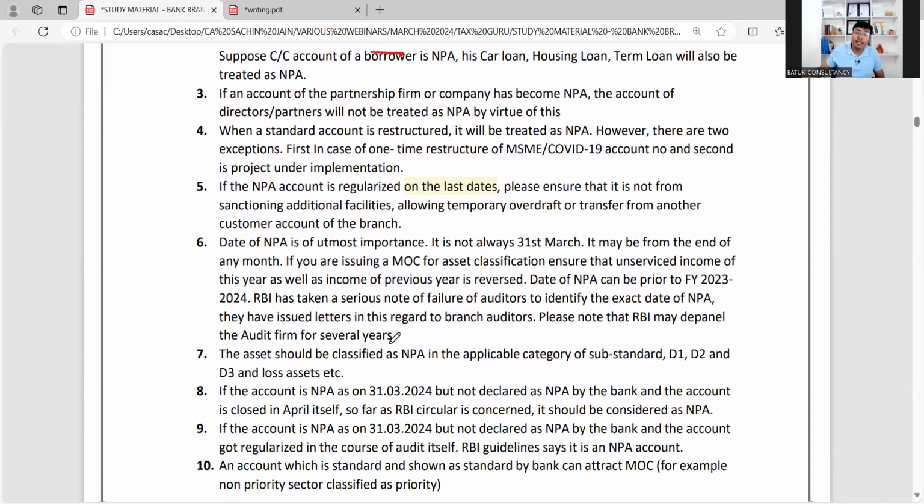If the account of a partnership firm or company has become NPA, in that case, the accounts of partners and the accounts of directors will not be classified as NPA, because the partnership firm and the company is a separate entity.